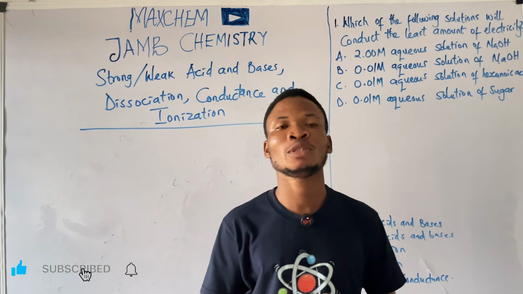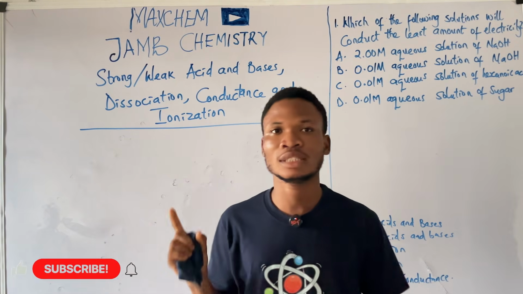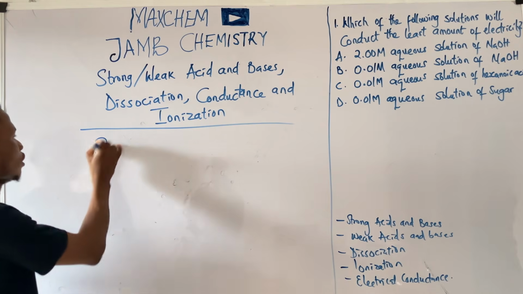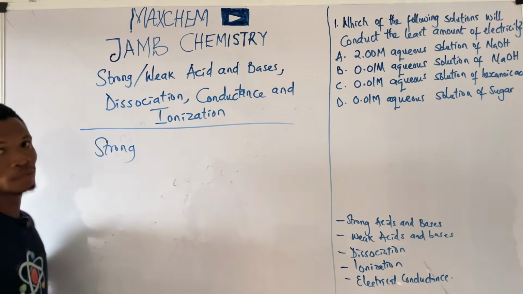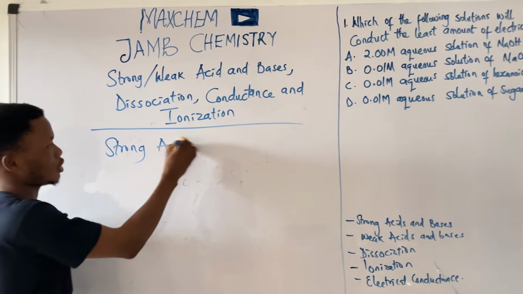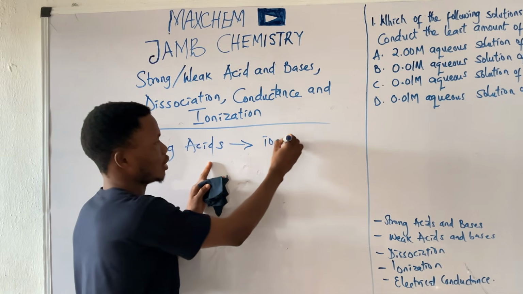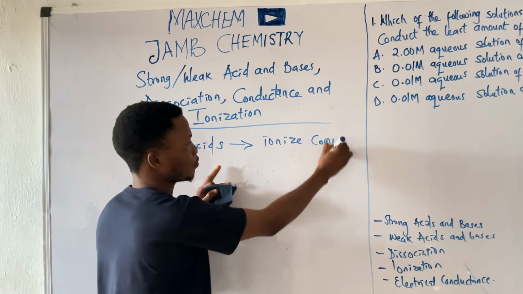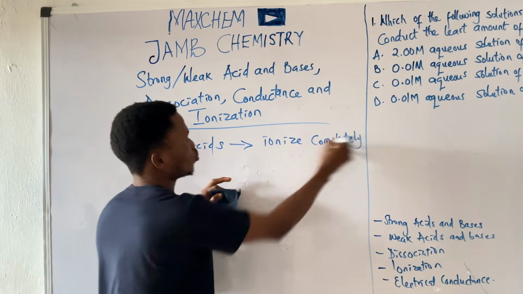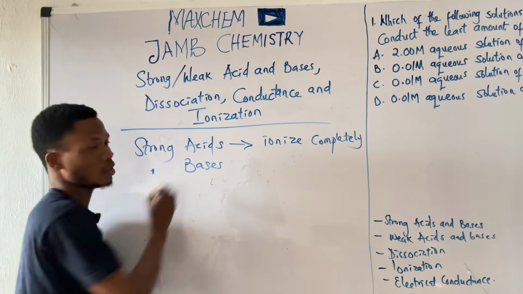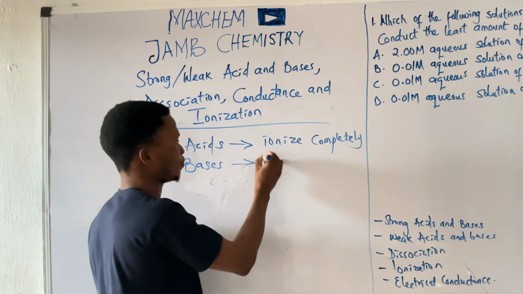In this video, we're going to be discussing strong and weak acids and bases. So strong acids are acids that ionize completely. Also, strong bases are bases that ionize completely.